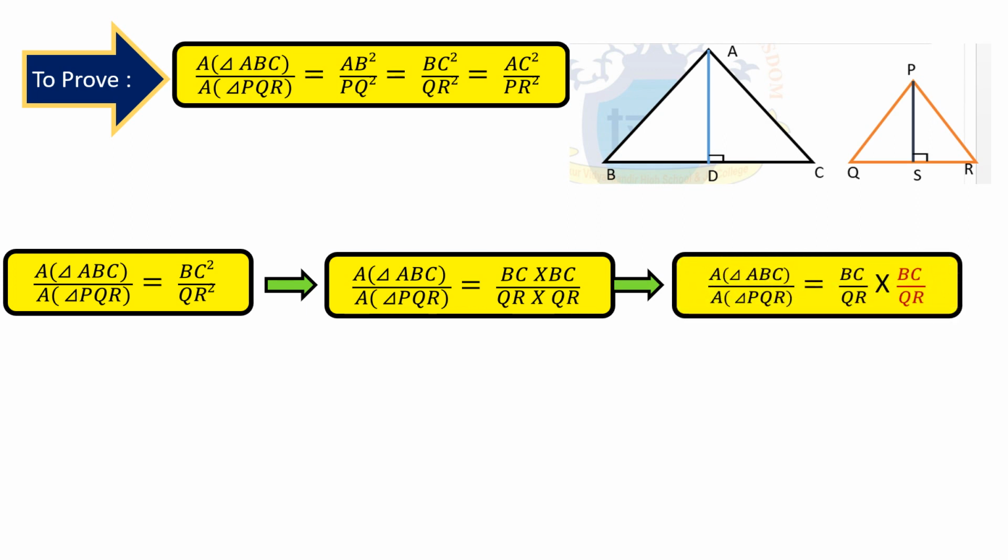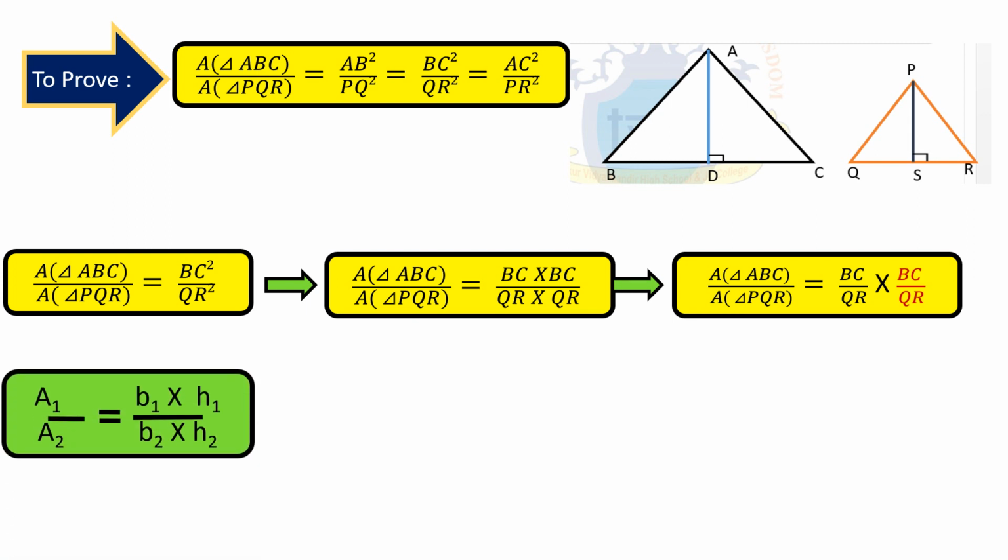So what actually I have to prove is area of triangle ABC upon area of triangle PQR is equal to BC upon QR into BC upon QR. This is what we need to prove. Now since there are two triangles, their base and heights are given, this reminds us of the property which we have already done related to the ratio of areas of two triangles, any two triangles. Yes, you are right. We have done A1 upon A2 is equal to B1 into H1 upon B2 into H2.